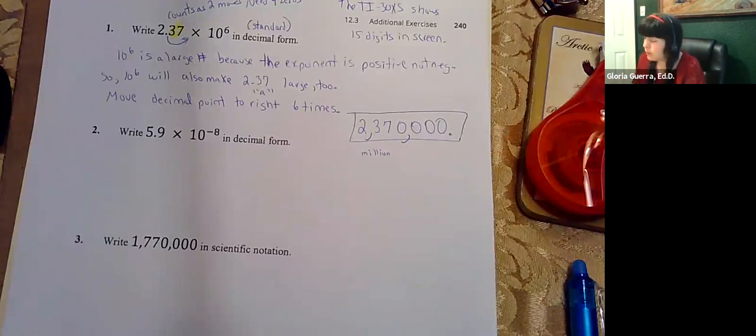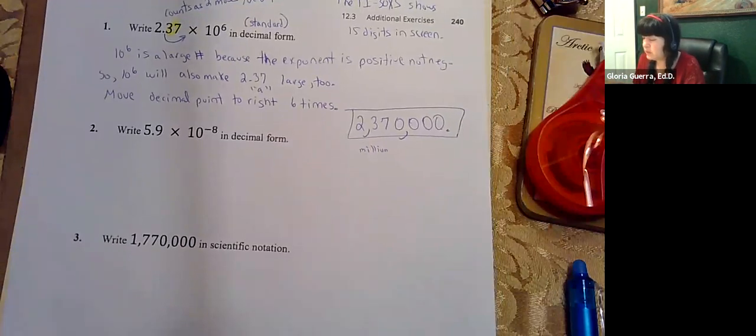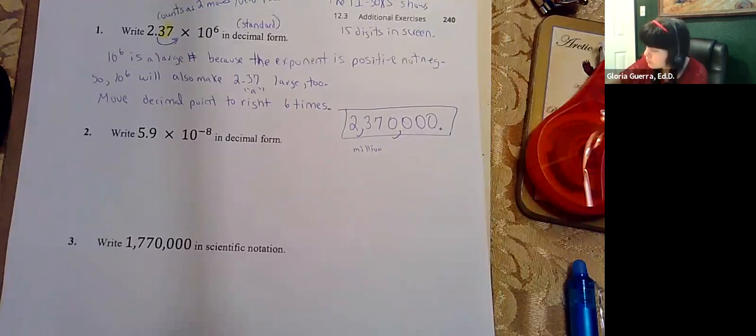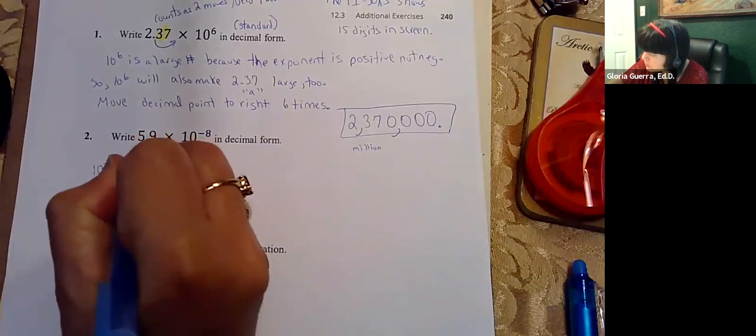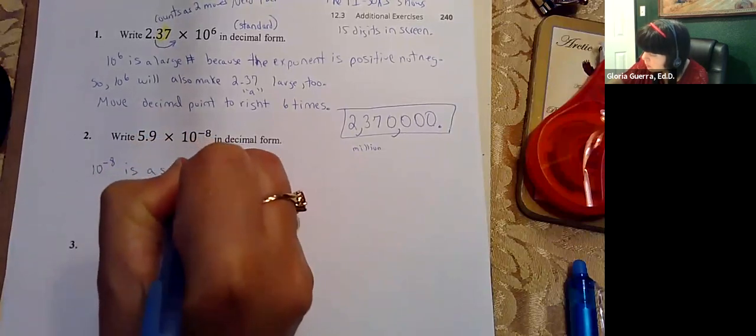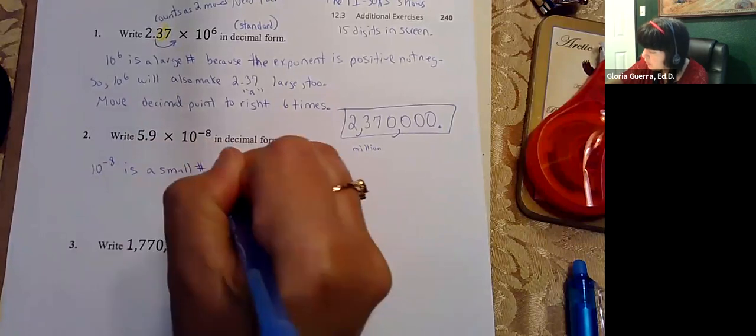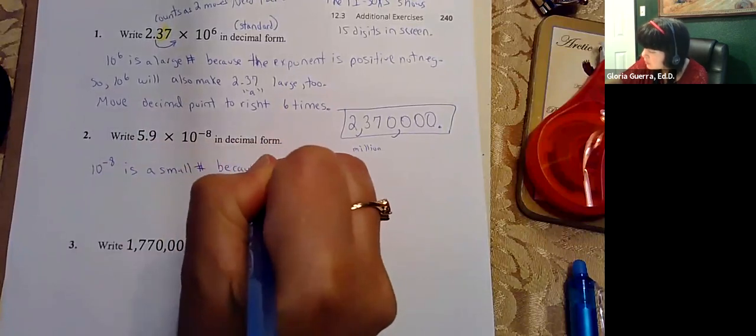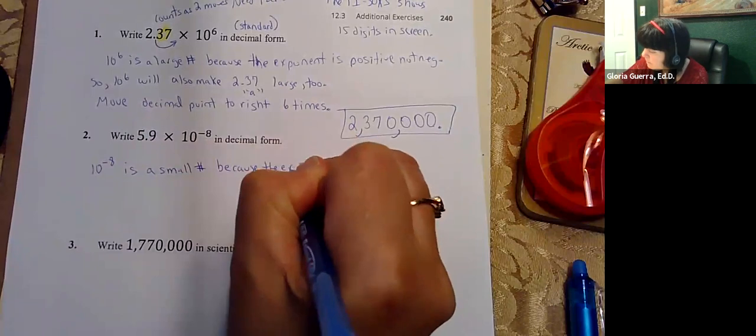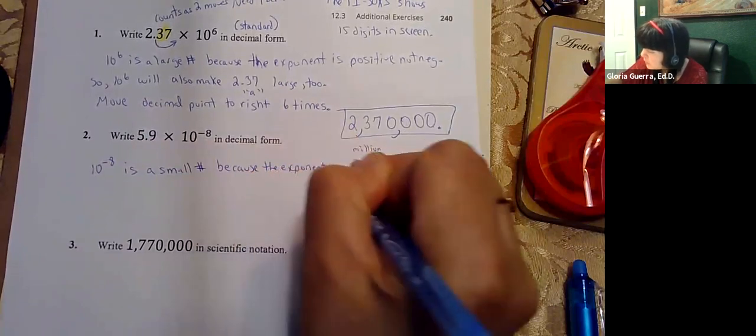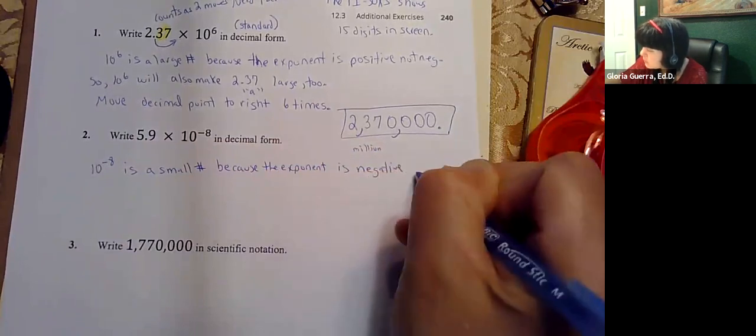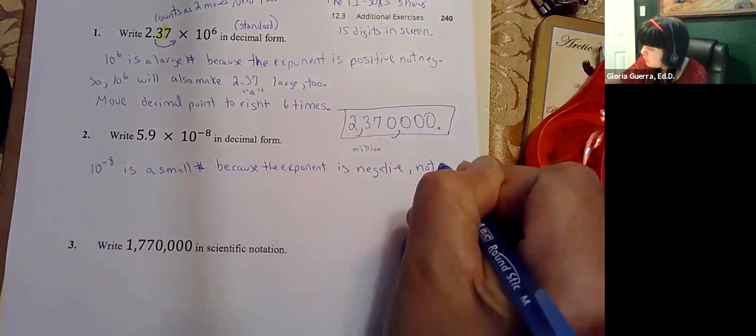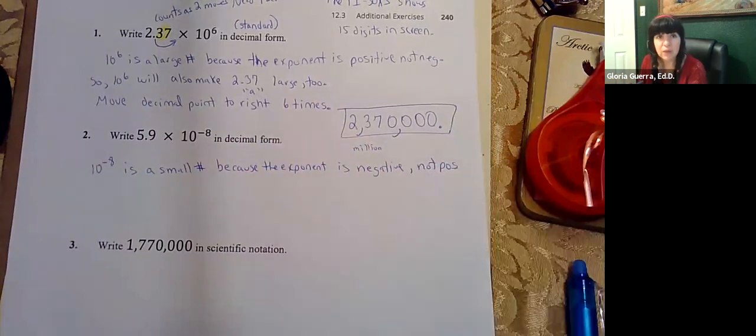Now, number 2, write 5 and 9/10 times 10 to the negative 8. So I want you to make a note that 10 to the negative 8 is considered a small number. And how does your teacher know that? It's because the exponent is negative, not positive. So because it's negative, that's how I know that 10 to the negative 8 is a small number.